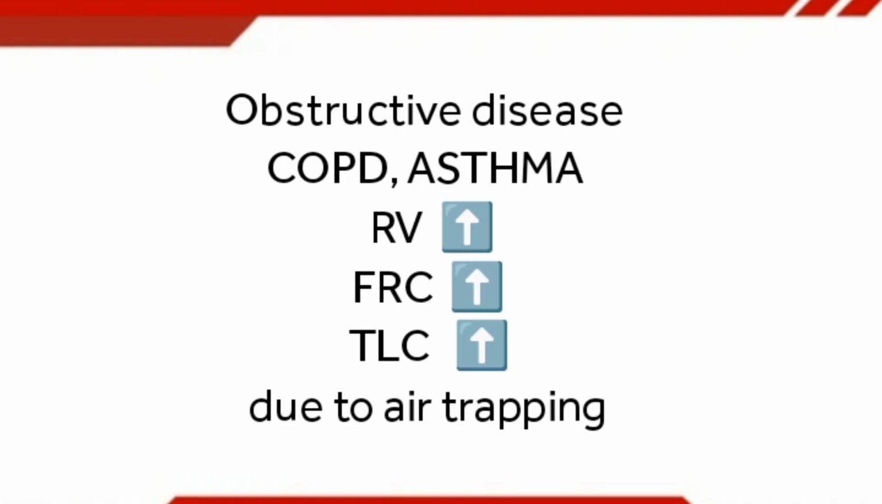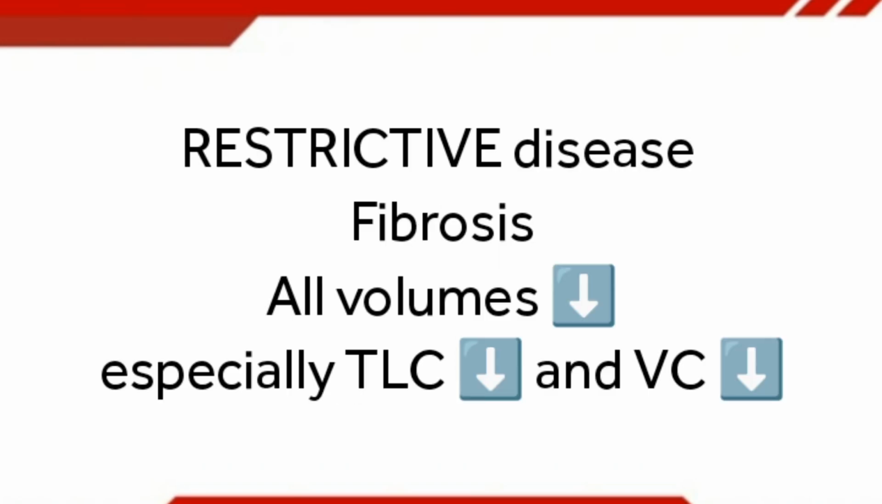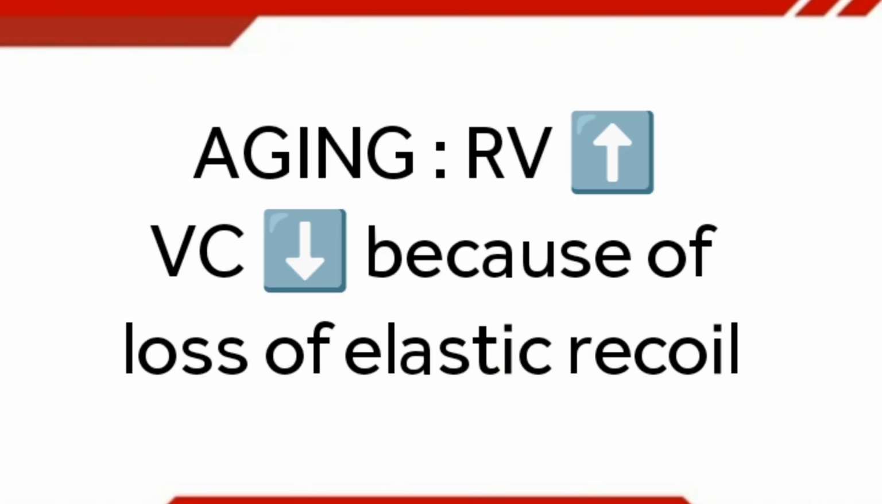Obstructive disease, COPD, asthma: residual volume increased, FRC and TLC increased due to air trapping. Restrictive disease, fibrosis: all volumes decrease, especially TLC and vital capacity. Aging: residual volume increases, vital capacity decreases because of loss of elastic recoil.